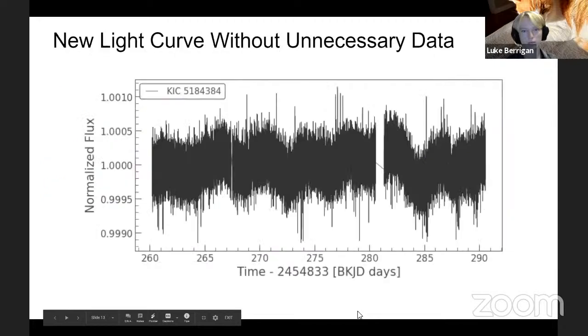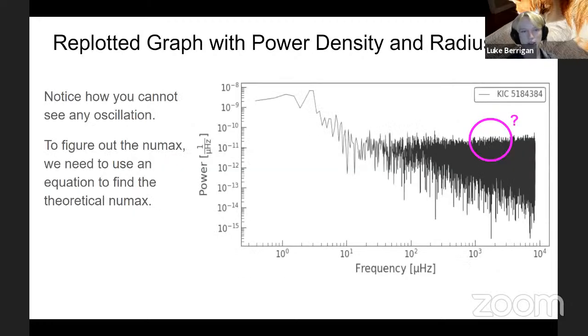This is also just another one of those graphs with all the outlying data and the bad data removed. Next slide, JD. And again, you can see how there's no really visible oscillation in this graph. So again, we had to find the theoretical new max or the theoretical frequency at the highest power.